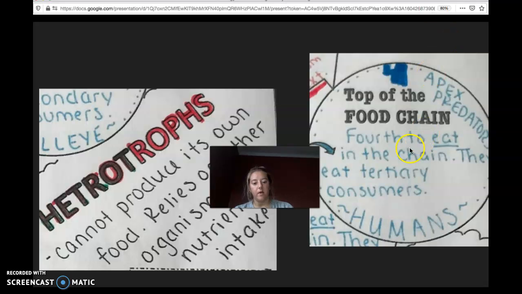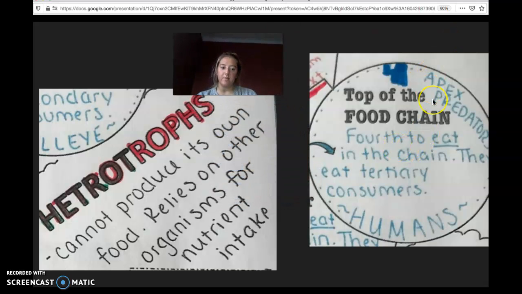And lastly, our very top predator is the top of the food chain. We sometimes call that the apex predator. They're fourth to eat in the chain. They eat tertiary consumers, so this is humans.